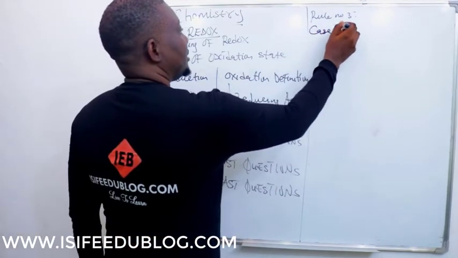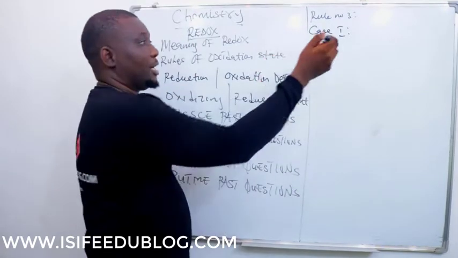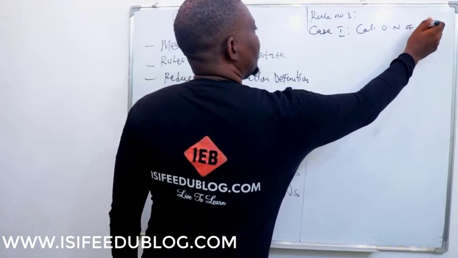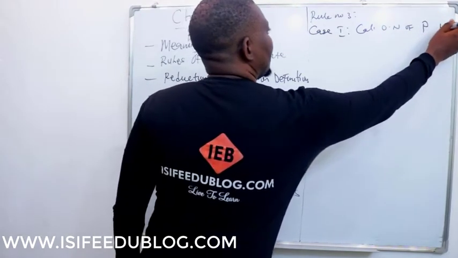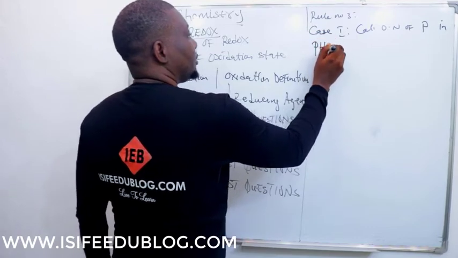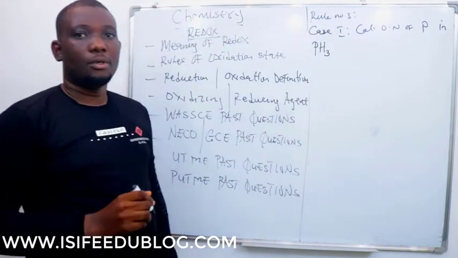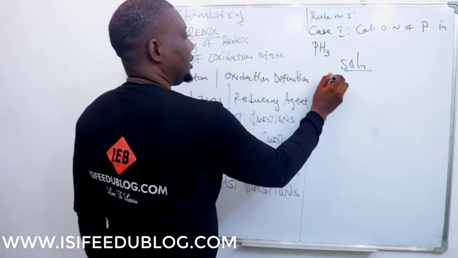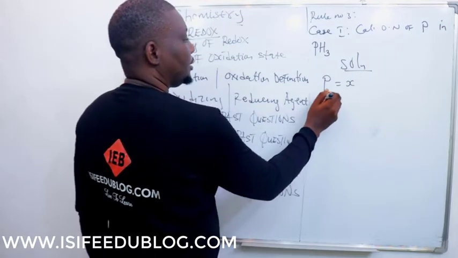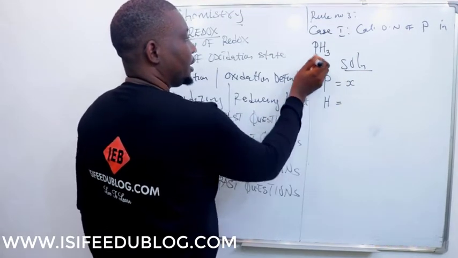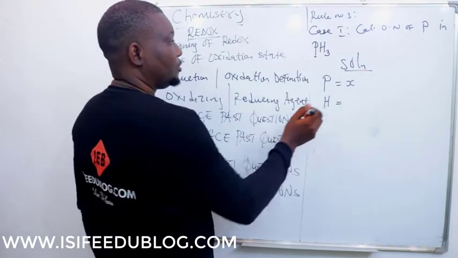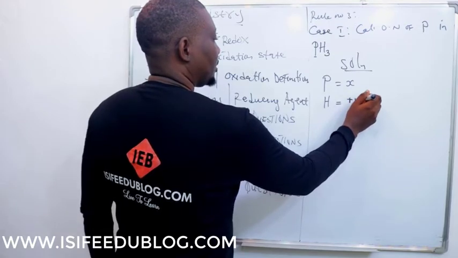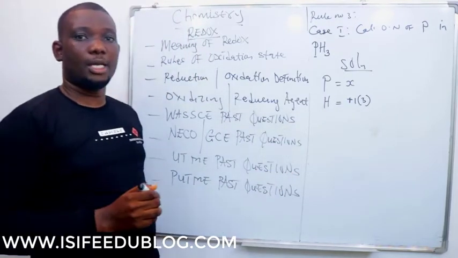Let's look at case 1. What if we are asked to calculate the oxidation number of P, phosphorus, in PH3? What do we do? First of all, P is what we are looking for, and since phosphorus is a non-metal, hydrogen will be +1. That's what the rule says, +1 with how many atoms? 3. Are you with me?